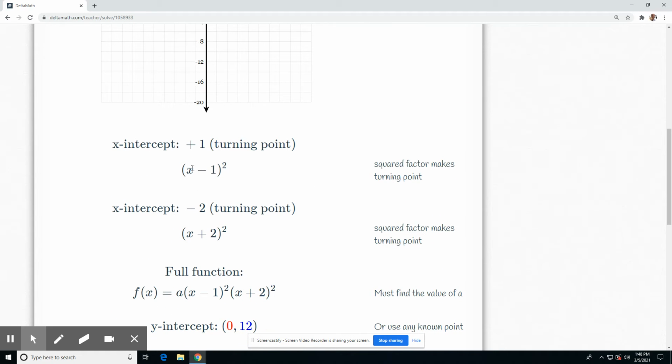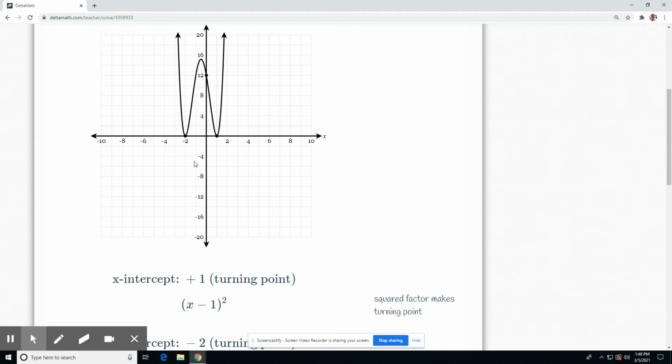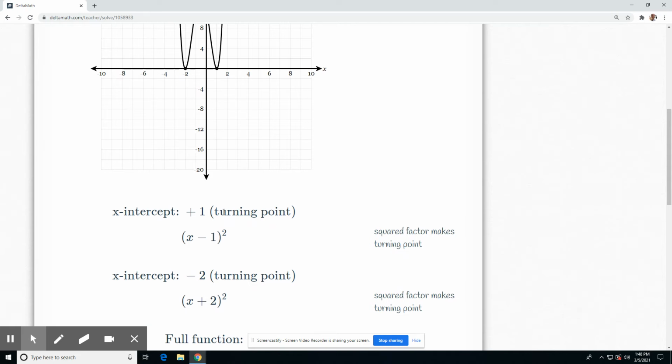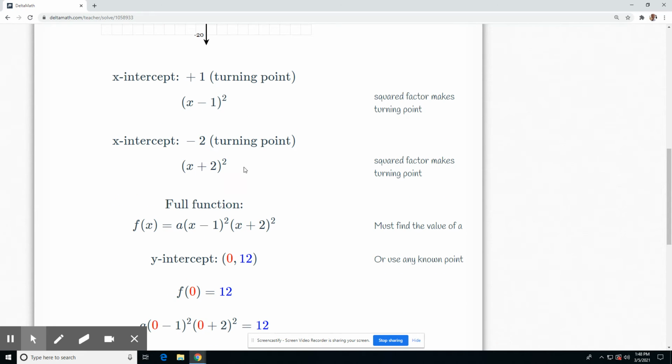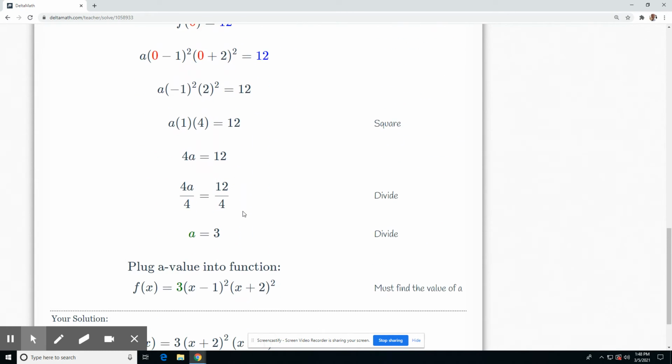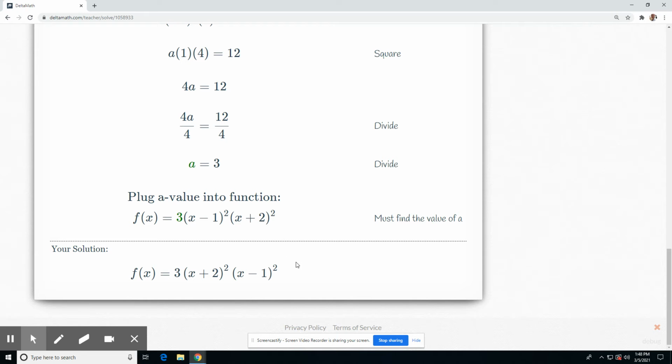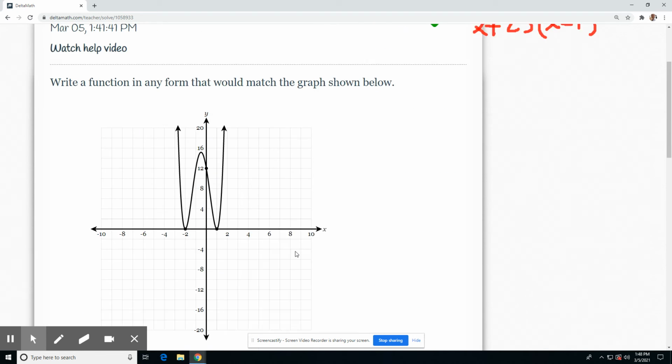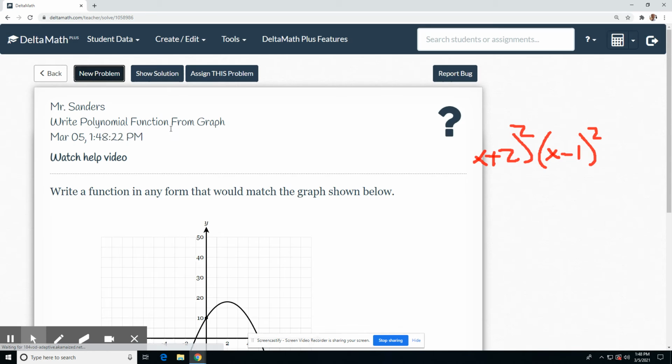So the intercepts, like we said, it's basically the opposite of whatever number it touches. It's a doubling because it bounces. Turning point, they call it. And there's the a that we're looking for. Plug in a number. The y-intercept is going to be the nice one. And there's our final answer. Check out the next one, see if it's any different.